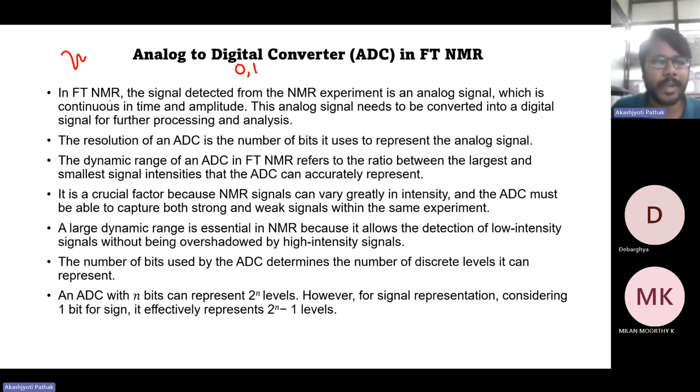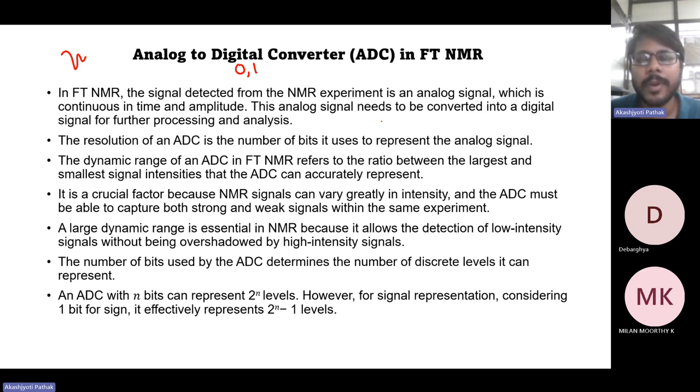So in Fourier transform NMR, the signal detected from the NMR experiment is an analog signal, right, which is continuous in time and amplitude. This analog signal needs to be converted into a digital signal for further processing and analysis. And why is this concept necessary? Because this analog to digital conversion tells us about the resolution, the amount of data that can be stored. And the resolution of an ADC is the number of bits it uses to represent the analog signal.